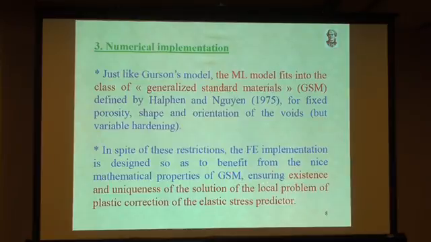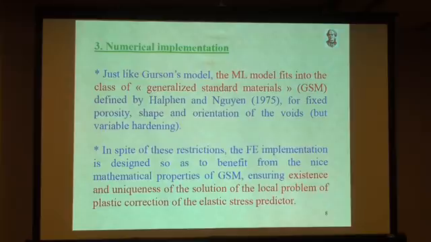And the main property is that you have existence and uniqueness of the solution of the local problem of plastic correction of the elastic predictor. You don't have existence and uniqueness of the solution of the overall boundary value problem, but at least for the projection problem, you have existence and uniqueness of the solution.